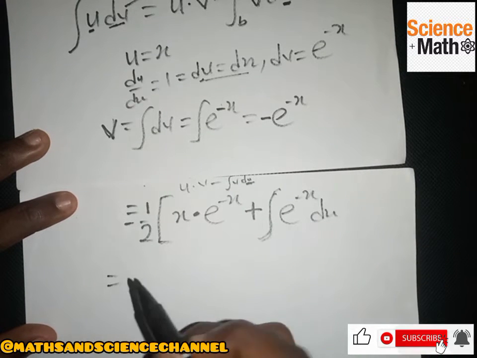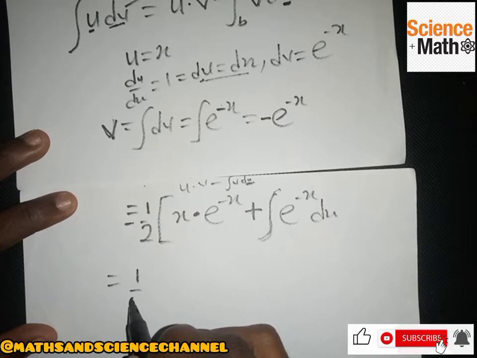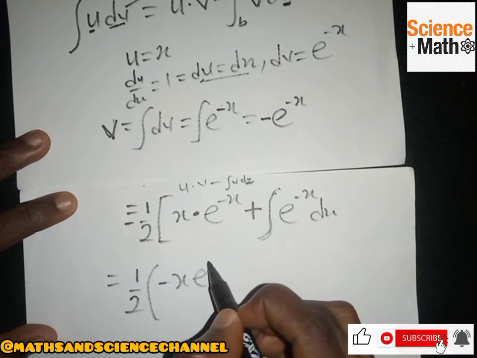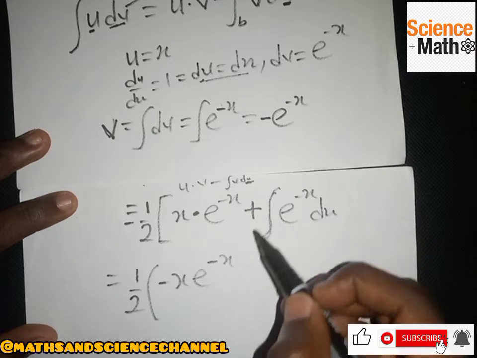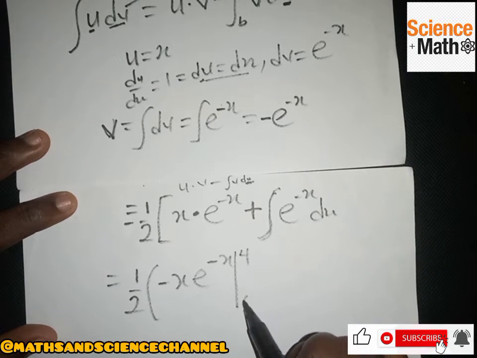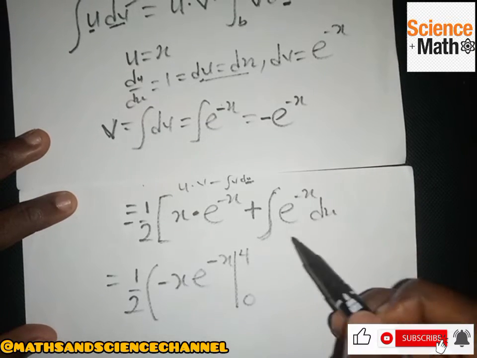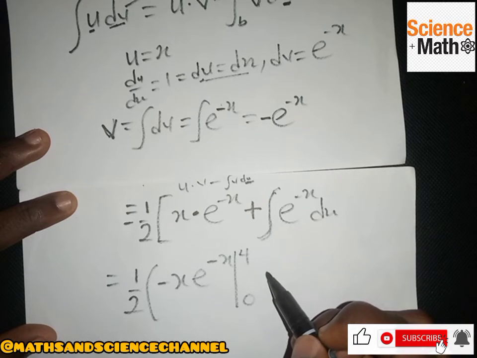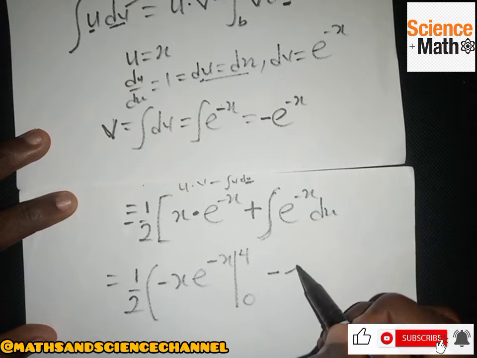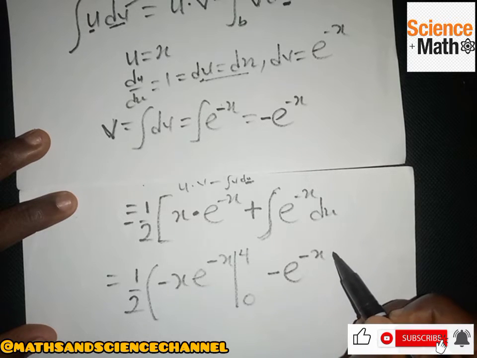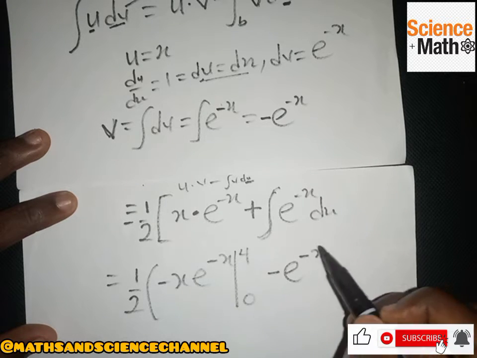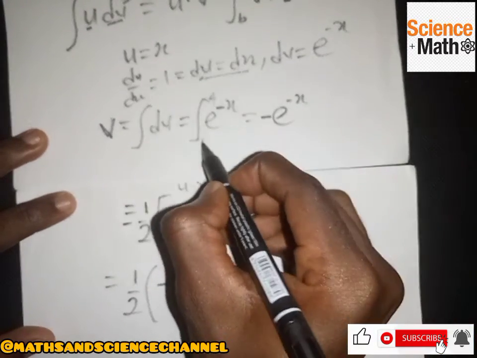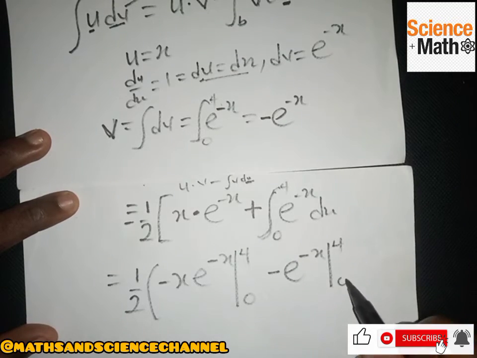So from here we have 1/2. Let me write everything very nicely. So x e to the power minus x here, and remember it's from 4 to 0. Now we still have this in the integral, so we still have to integrate this. Integrating that, we are just going to get negative, so the negative comes down, and then e to the power minus x with respect to dx, and remember it has the limit 4 to 0.